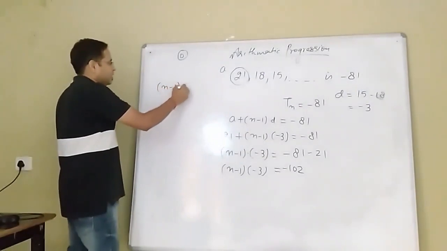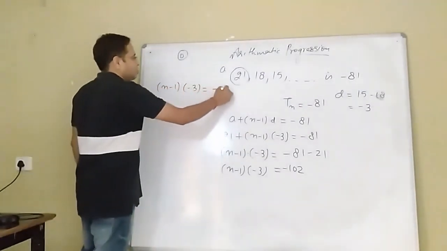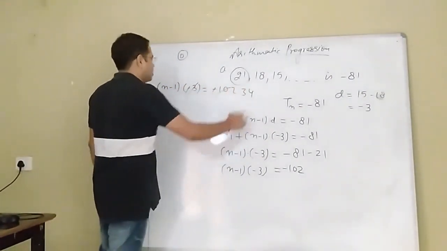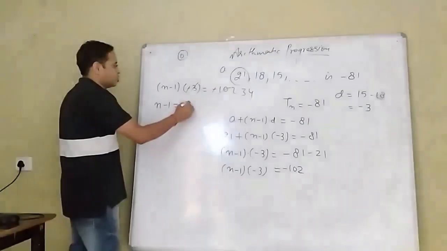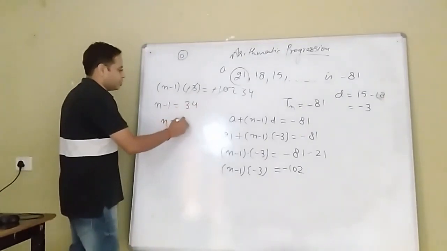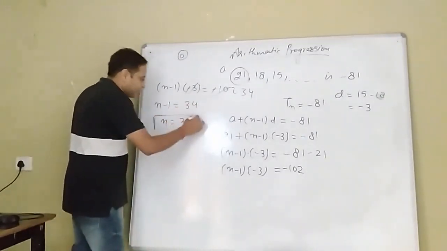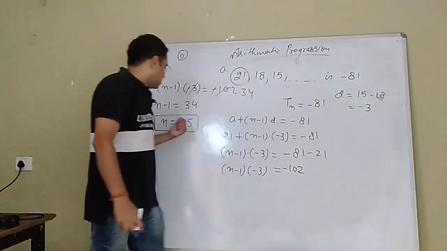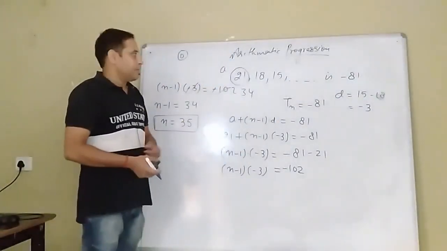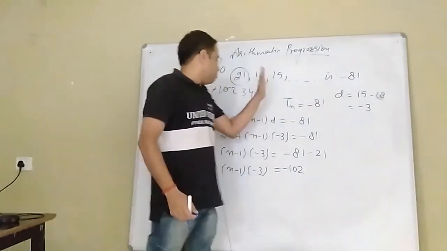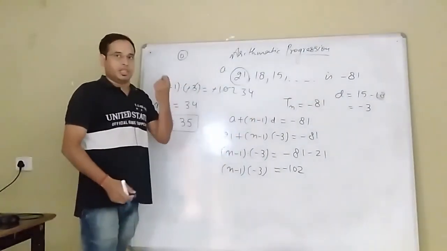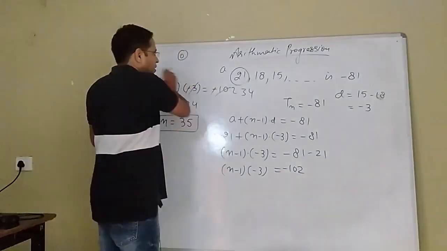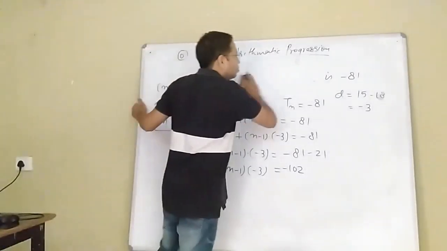n minus 1 into minus 3 is equals to minus 102. This minus and minus cancel out. 3 3s are 9, 3 4s are 12. So n minus 1 is equals to 34 or n is equals to 35. Therefore this minus 81 is the 35th term of this given AP, है ना? ये minus 81 इस AP का कौन सा term है? 35th term, है ना? Let's see now. Let's move further. I hope you have understood.